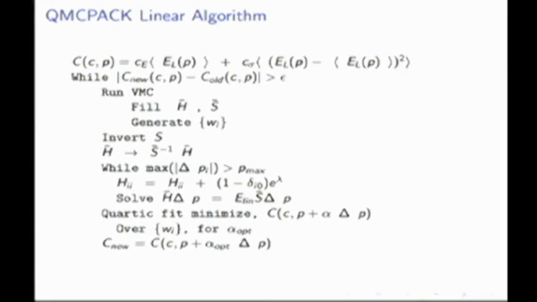I'll continue. The first thing that you have to do is run the variational Monte Carlo in order to fill the Hamiltonian matrix and the overlap matrix. And while you're doing it, you generate a set of walkers. This set of walkers are just stored configurations of electronic coordinates. We'll use them again later in order to perform the rescaling procedure.